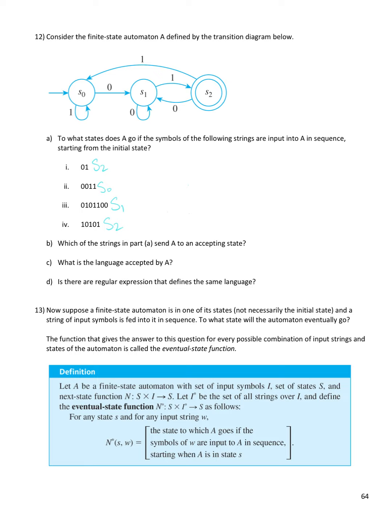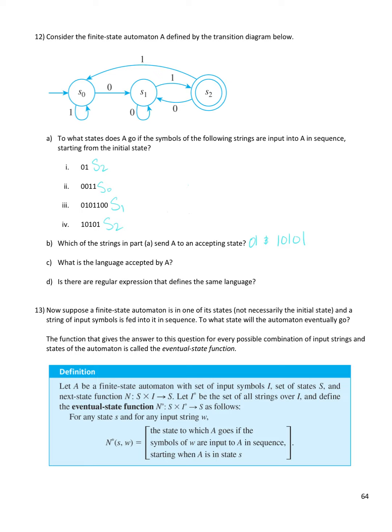So which of the strings in part A send A to an accepting state? The accepting state is S2, so 0, 1, and 1, 0, 1, 0, 1. Those two both landed at an accepting state. So what is the language accepted by A? Well, the definition of the language accepted by an automaton is the set of all strings that are accepted by A.